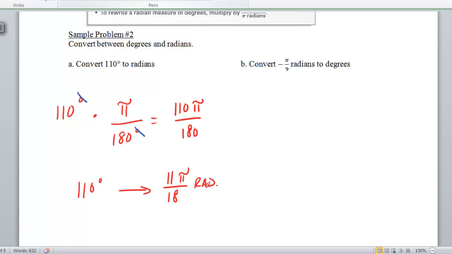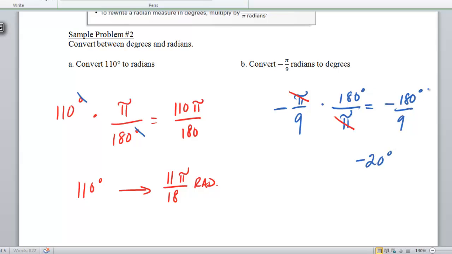Alright, and if we want to go back the opposite way, here I have a negative angle. So I want to convert that back to degrees. To do this, I'm going to flip my ratio, because again, I want the units of measure to cancel out. And the unit of measure that I really want to cancel out here is the pi value. So this is going to leave me negative 180 over 9. And that's going to leave me negative 20 degrees. And of course that degree symbol comes from the 180. So negative 20 degrees. Alright.